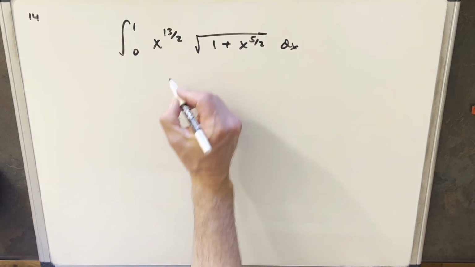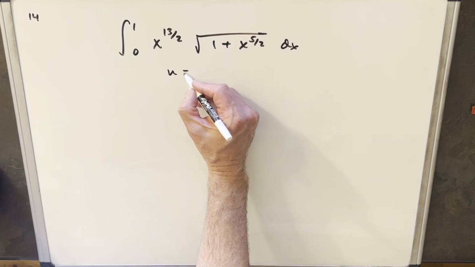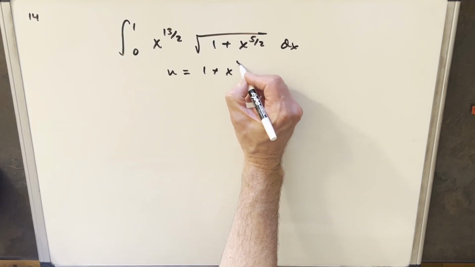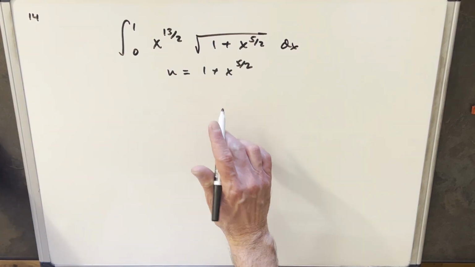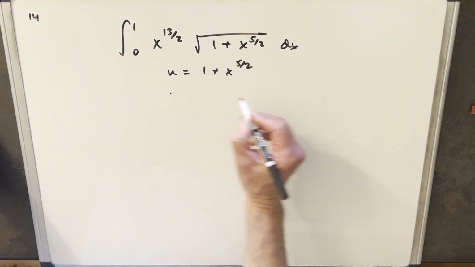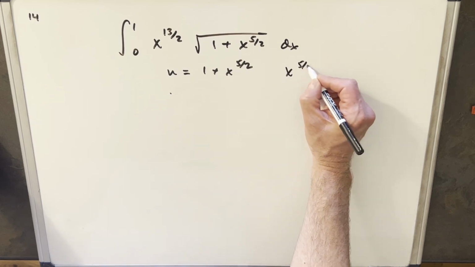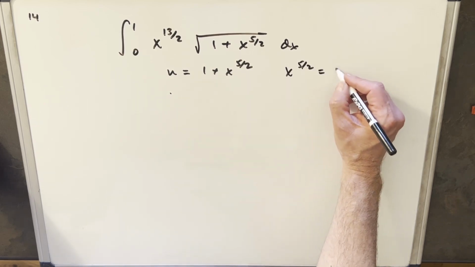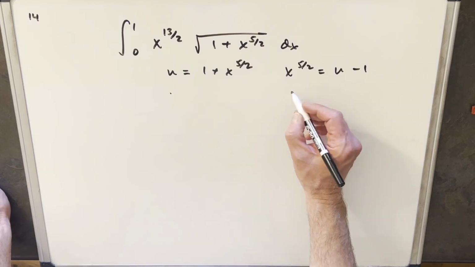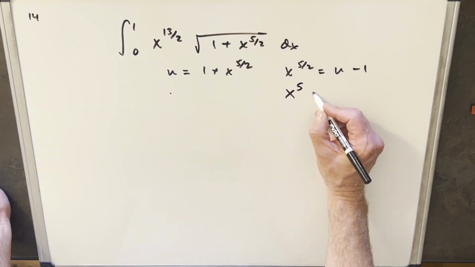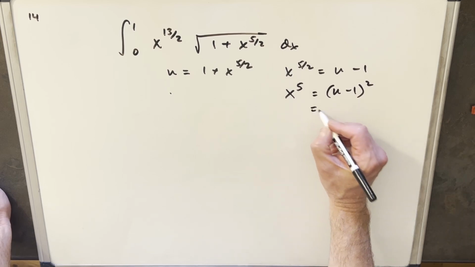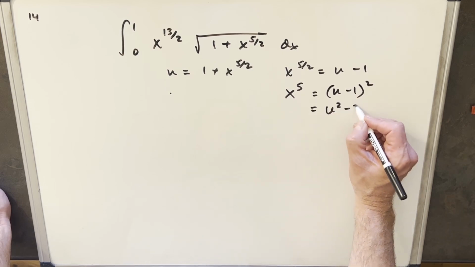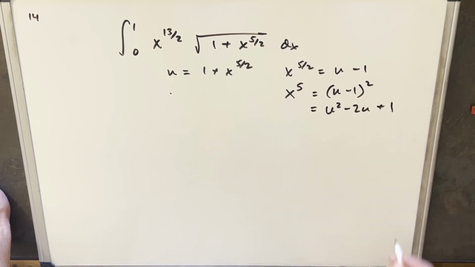Okay, so to get started, I'm going to use a u substitution of what we have in the radical, to simplify this piece, and hopefully things will combine a little better. If this is our value of u, I also want to solve for x. So x to the 5/2 is going to be u minus 1. And if we square this, x to the 5th equals u minus 1 squared, which is u squared minus 2u plus 1.